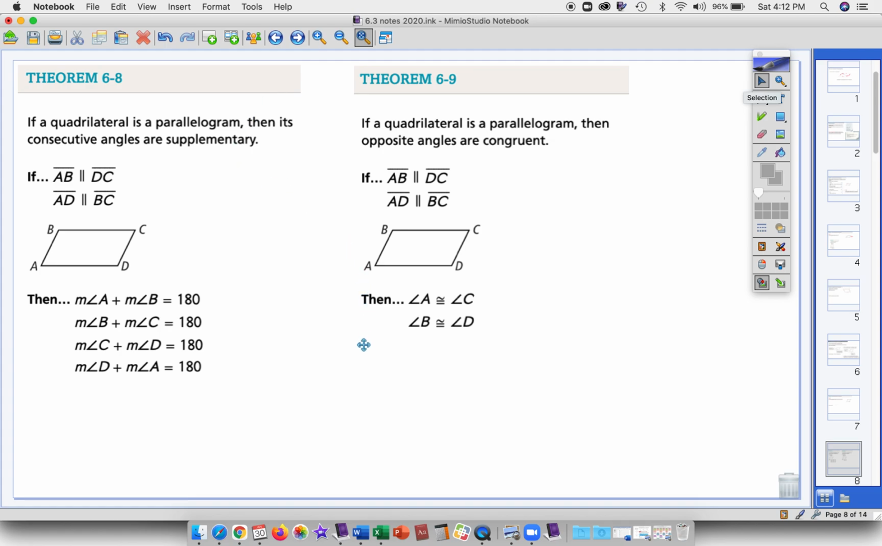Okay, so let me keep going here. Theorem 6.8: if a quadrilateral is a parallelogram, then its consecutive angles are supplementary. And theorem 6.9 states that if a quadrilateral is a parallelogram, then opposite angles are congruent.